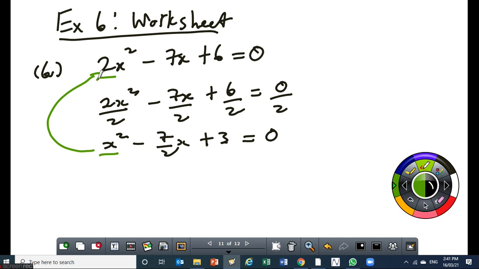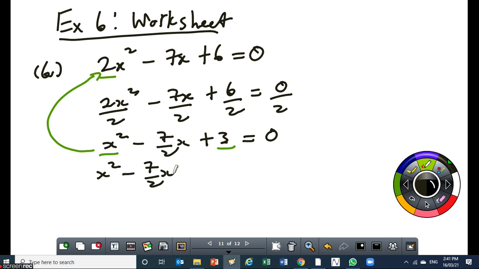Then once you get here, you need to be aware that for me to carry on, I don't need this constant on the left-hand side. I have to take it to the right-hand side first. So the next step, I write x squared minus 7 over 2x is equal to negative 3. So you take the constant to the right-hand side, and you end up getting minus 3.